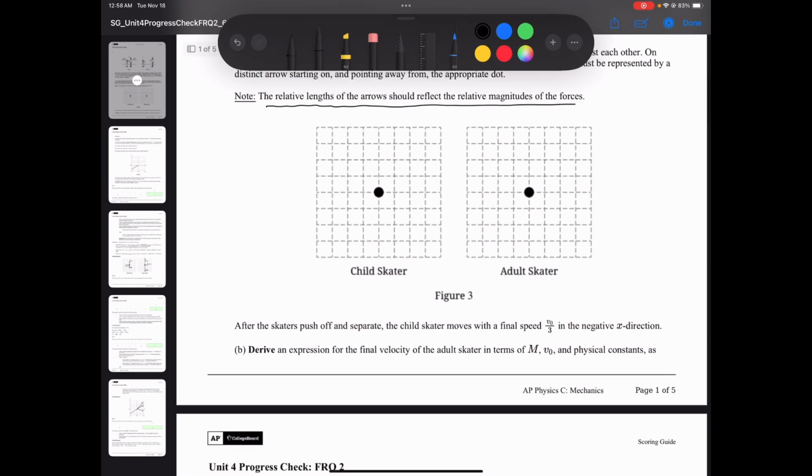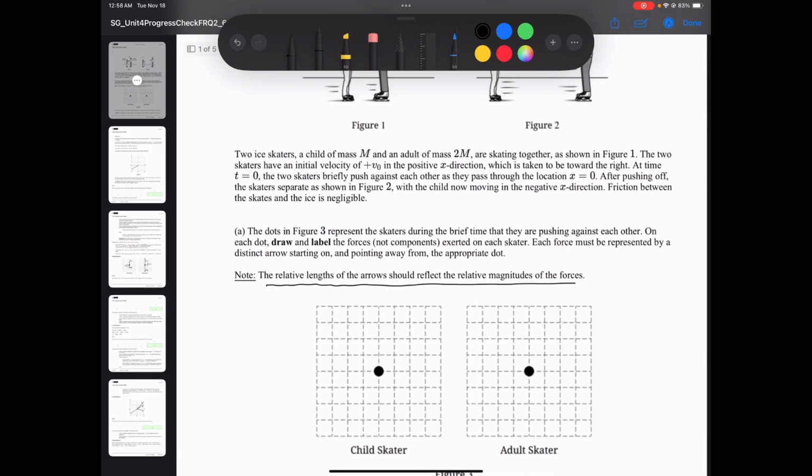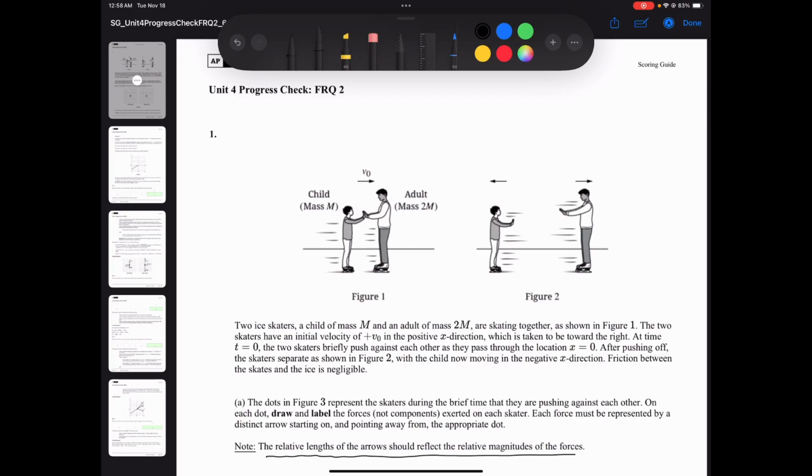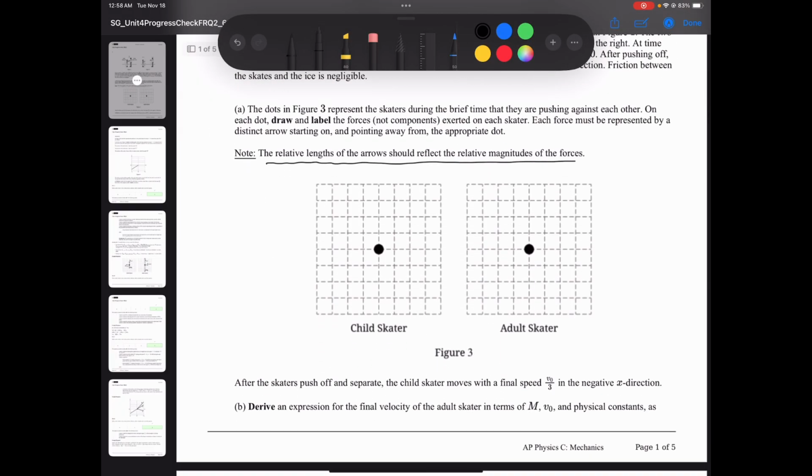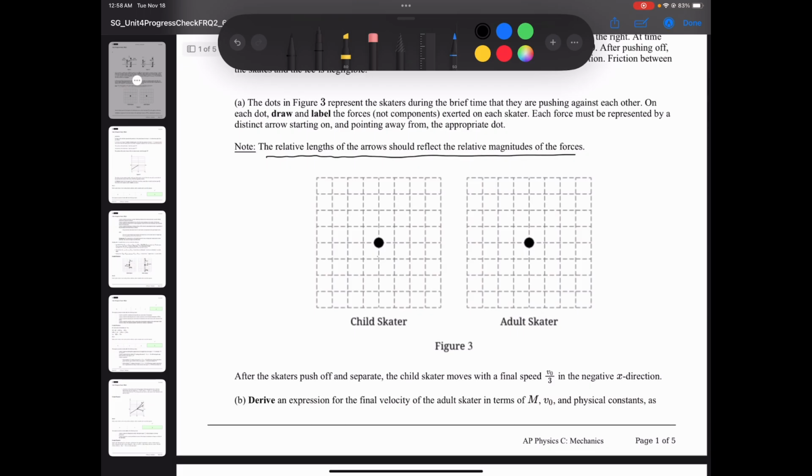So here, this is going to be for the child skater. And here we have the adult skater. And I think it even specifies, so the adult is twice as massive as the child. So right off the bat, we know that there's going to be gravity, right? So here, we're going to put the force of gravity acting on the child, okay? And this here, this is going to be the force of gravity acting on the adult. All right, so notice I drew that 2 times larger because it's twice the mass. It should have twice the force of gravity.